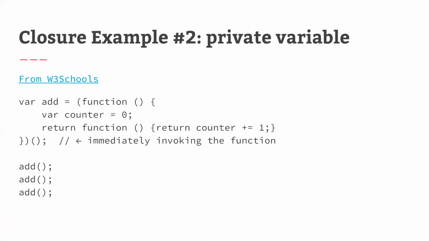And what is add? Add is whatever this function returned. Notice add is not this function. Add is whatever comes out of this function call. So I'm running this function just once. And what that does is it initializes this counter. And remember, this counter is local to this anonymous function. But because of closures, I can access it in this function that I return.